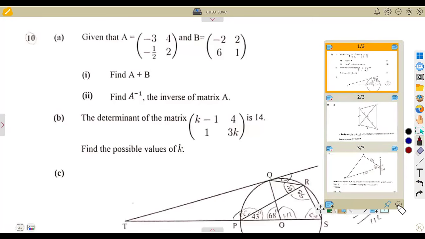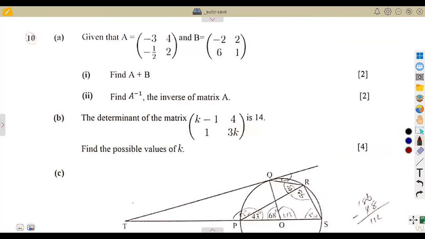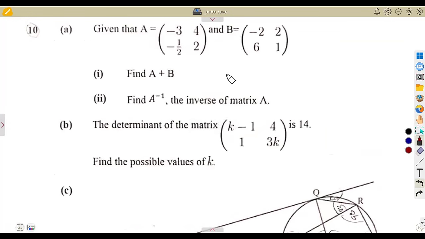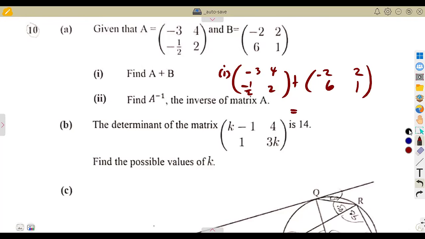All right. Question number 10, we are given the matrices, and we must find A plus B. Remember, guys, your matrix addition: we just add corresponding elements. Our A is -3, 4, -1/2, 2, plus B, which is -2, 2, 6, 1. So you add corresponding elements: -3 plus -2 is -5, 4 and 2 is 6, -1/2 plus 6. Use your calculator, don't be afraid to use it. That's 11 over 2, or 5.5. 1 plus 2 will be a 3. Just like that, you're done.